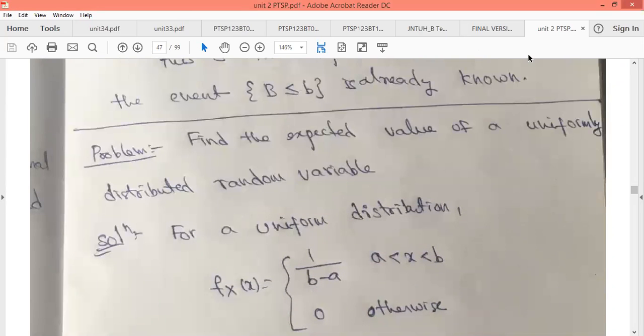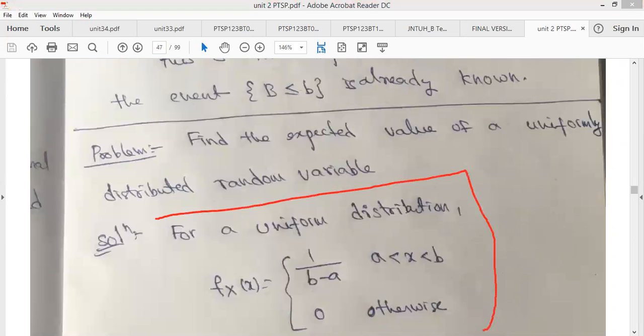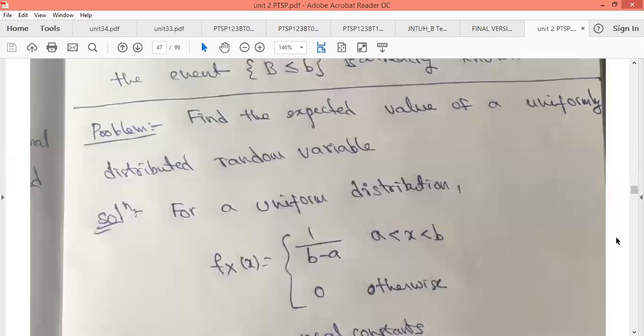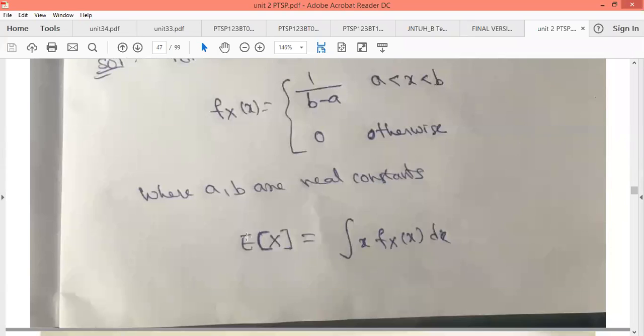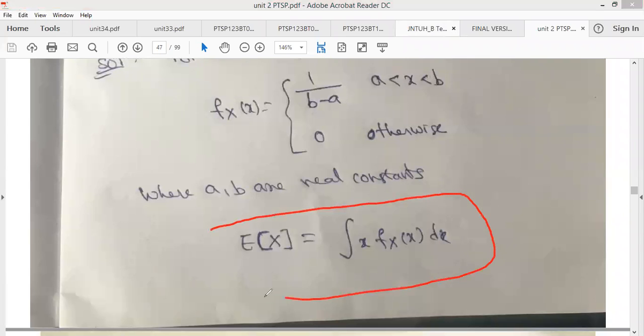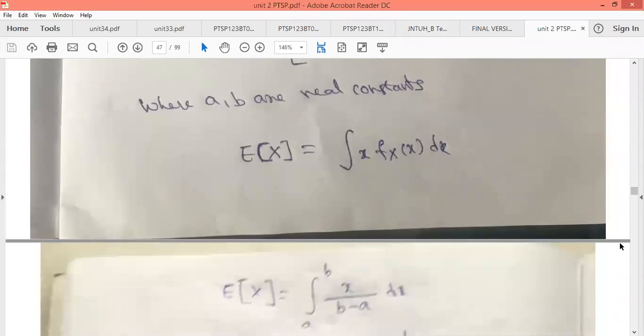Okay, so the uniform random variable has the probability density function given as fX of x is equal to 1 by b minus a for a less than x less than b, and 0 otherwise. This you have to remember. This equation will not be given in the problem. Now, just now we discussed the expected value of X. The expected value of X is given as the integral of x fX of x dx. So this is the formula for the expected value of X.